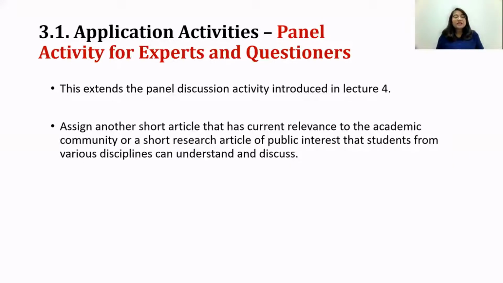Assign another short article that has current relevance to the academic community or a short research article of public interest that students from various disciplines can understand and discuss. So I already selected an article for you. If you are an instructor that is going to use this activity for your classroom instruction, just print it out and then distribute it to your students. If you're using it as a self-study material, just read it, okay? Read it, and I will provide you with the procedure on how to use the article later.